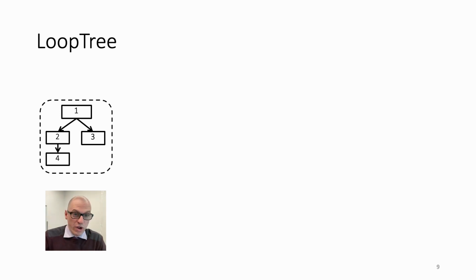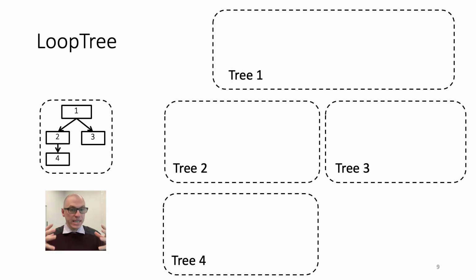The LoopTree abstraction provided by NOELLE organizes loops as a tree of trees. In other words, we organize them so that every loop creates a tree, and a tree can be a subtree of another tree following the nesting relation. So in our case here, we have 4 loops, so we're going to have 4 trees, and then these trees are organized following their nesting relation.